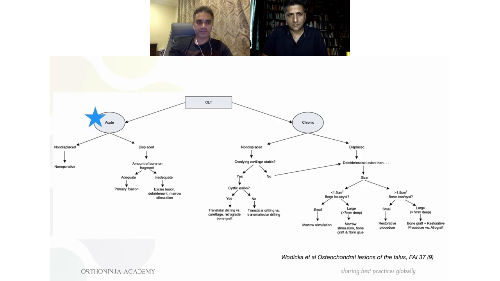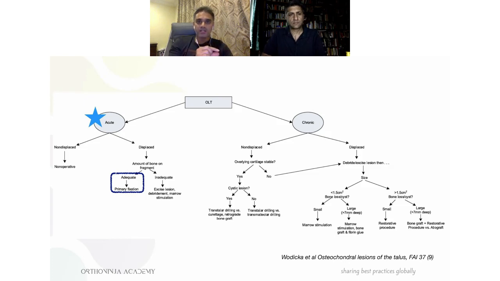So this is an acute lesion. What do we do? We decide then, is this undisplaced? If it's undisplaced and it's an acute osteochondral injury, you can treat it in plaster and hope the patient gets better. If it's displaced, then you've got to decide what is the amount of bone under that cartilage. Is there a reasonable amount of bone under that cartilage for me to pin this and fix it? If it's adequate, we try primary fixation. And you can do this with your bioabsorbable screws or headless Herbert screws.